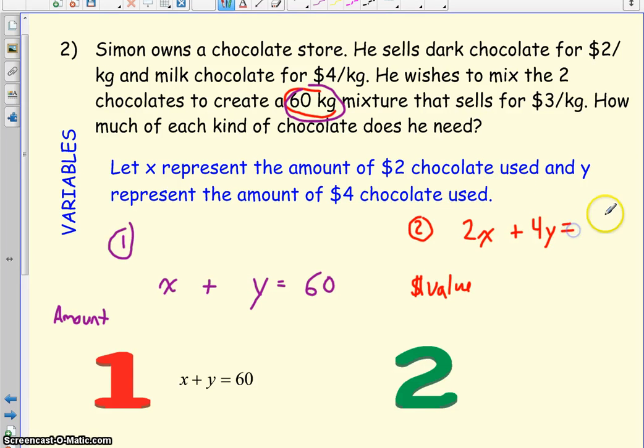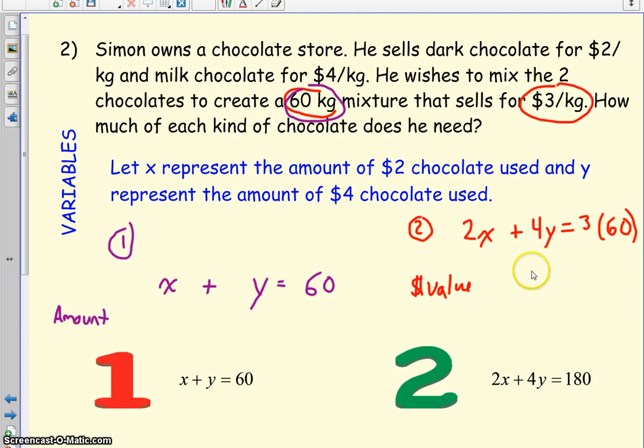Now what I need over here is a total value of the mixture when I'm selling it. So there's going to be 60 kilograms of mixture, and each one of those kilograms is going to be worth $3. Again, $2 for every kilogram of dark chocolate plus $4 for every kilogram of milk chocolate altogether should give me a total value of $3 a kilogram for the 60 kilograms of mixture. So I get 2x plus 4y equals 3 times 60, which when I simplify that right side becomes 2x plus 4y equals 180.